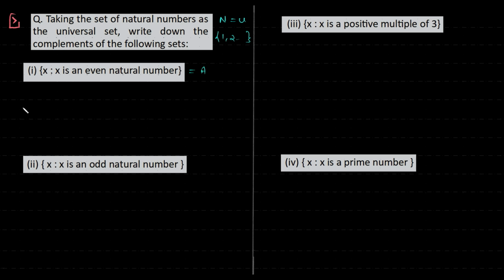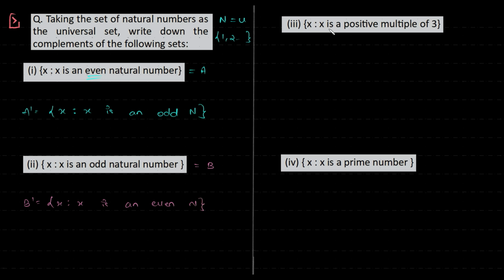If I call this set A, then A dash would be all the values of x such that x is an, since it's an even number, what will be left out? Odd numbers will be left out. So those are our complementary natural numbers. So x is an odd natural number. Okay. Next thing, if I call this B, then B dash would be such that x is an even natural number.